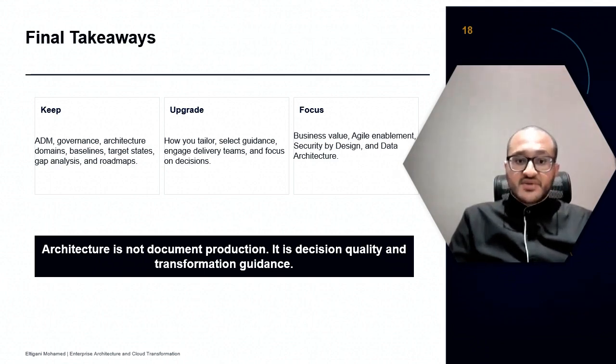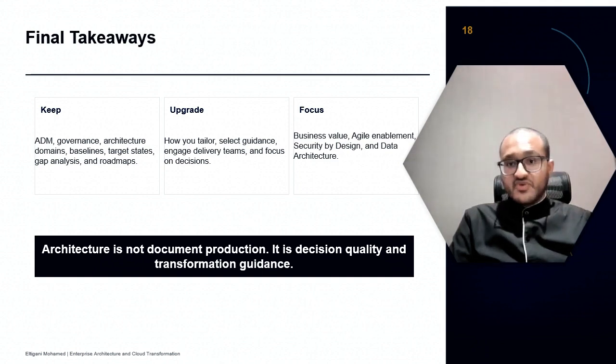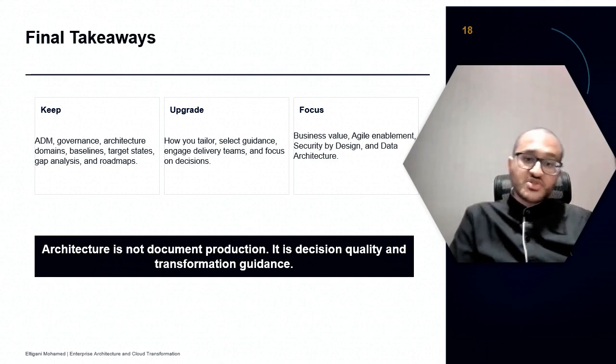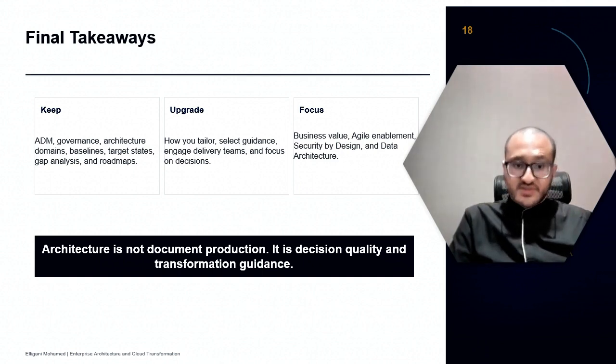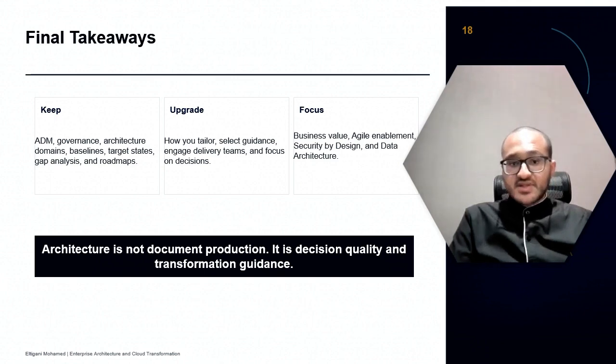And third is the focus on value. So architecture must help the enterprise make better decisions. It must support business outcomes, guide the delivery team, reduce the risks, and manage the complexity. And the final message here is that architecture is not a document for production, but it's decision quality and transformation guidance. This is the mindset and how it should be.